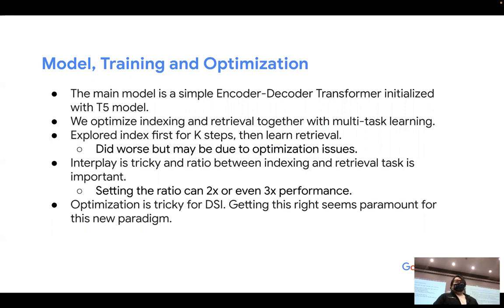This is actually a bit worse. If you separate them out, like a sequential multitask learning, it does worse. We also find that the interplay is tricky. If the ratio of indexing and retrieval is 50-50, it does significantly worse than setting the indexing task to 2 times or 3 times or even 8 times more than the retrieval task. It turns out that this ratio, which I will share more ablation studies on later, is very important for performance. The optimization is tricky, and getting this interplay correct is quite important for good performance, because if you set the multitask ratio correctly, you can even 2x or 3x the performance of the model on retrieval. So this was quite a hard model to train in general, but if you get it right, then it can fly.